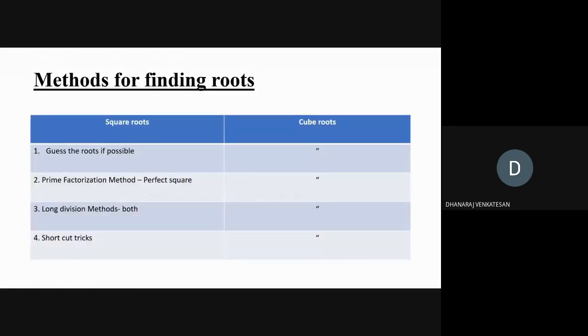For finding square root and cube root, the methods are the same. First you have to look at the given number. If you know the square root, you can directly put that number and tick that option. That is the first step: guess the root if possible.